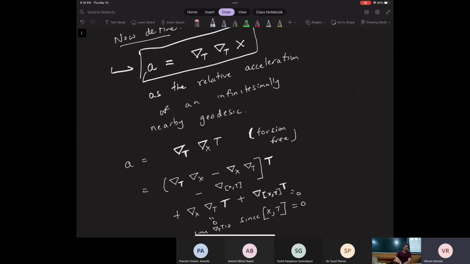So we can define the acceleration. Sorry, is there a question online?